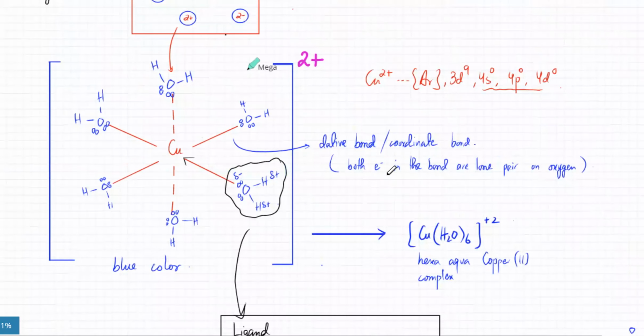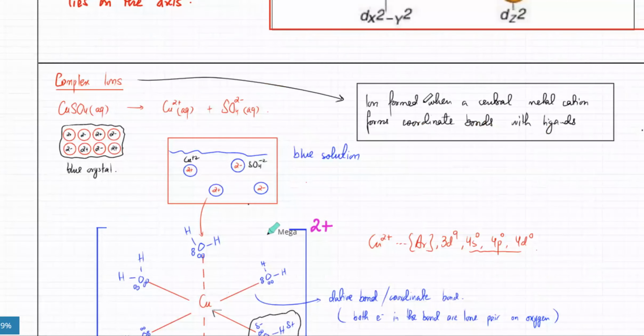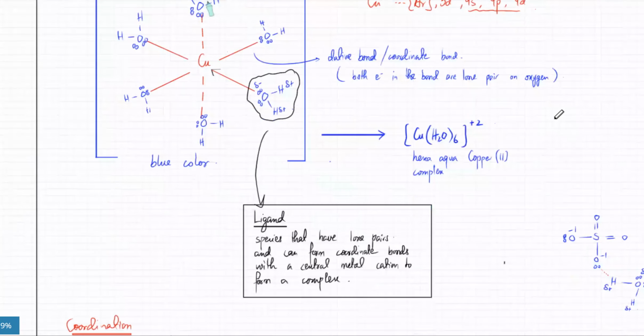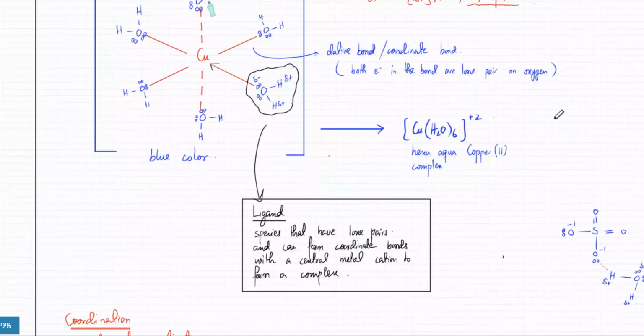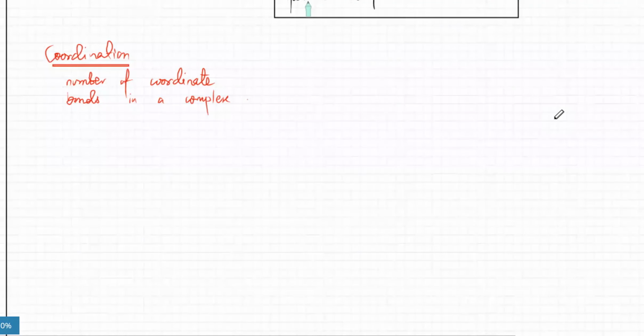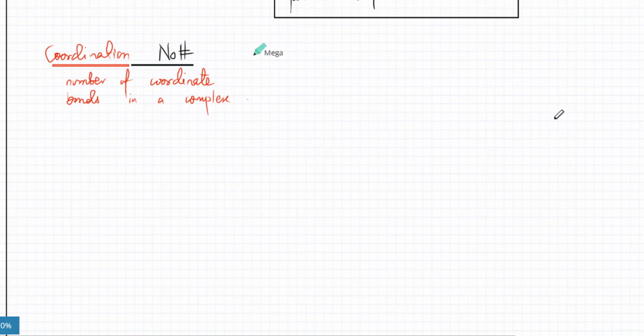And we wrote down the definition of a metal complex as well, which was it's an ion formed when a central metal cation forms a coordinate bond with ligands. So there are all sorts of complexes that can be formed. You can have all sorts of metal complexes. Coordination number, we talked about the coordination number, that was the number of dative bonds. I think this should have been number. So coordination number is the number of coordinate bonds that a complex can have.